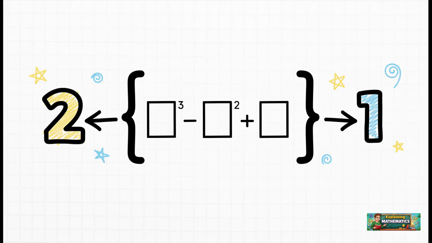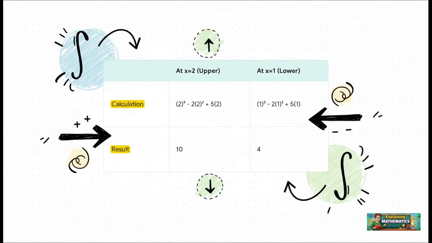Now it's time to bring back those bounds we ignored. The process is simple. We take our integrated function, and first, we plug in the upper bound, in this case, 2, everywhere there's an x. Then, we do the exact same thing for the lower bound, which is 1. So let's run the numbers.